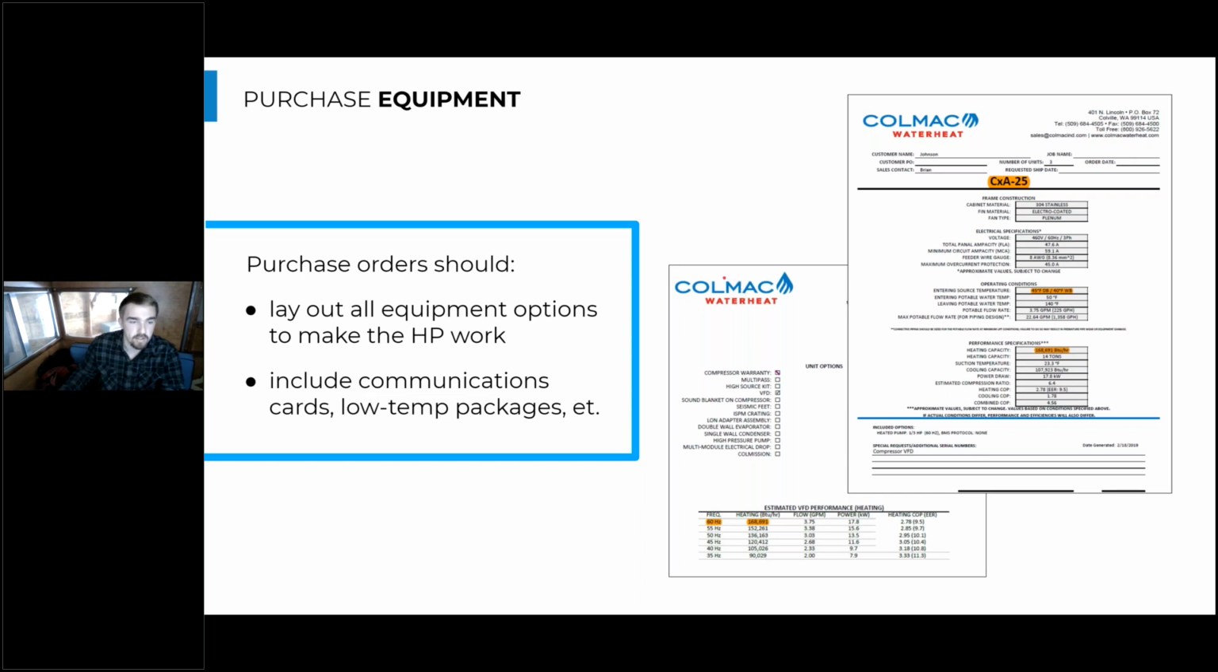documentation. So for example, in the Colmac example for this case study at Jackson, we had a compressor warranty and a VFD ordered with the unit as additional options. So the contractor needs to make sure that they list specifically that there's a compressor VFD and a compressor warranty on the purchase order, so they don't have any complications during installation, as well as any issues once they receive the equipment if it's different than what they expected.